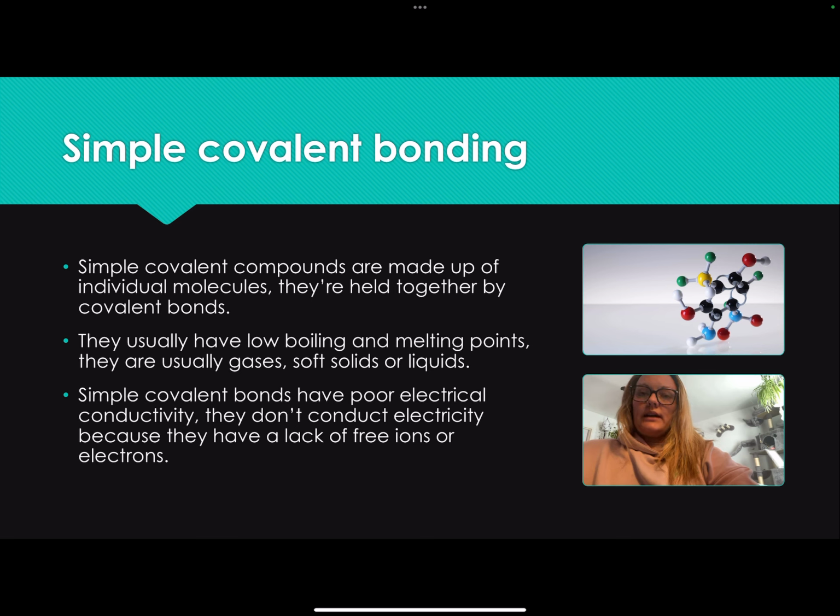Simple covalent bonding. Simple covalent compounds are made up of individual molecules. They're held together by covalent bonds. They usually have low melting and boiling points. They are usually gases, soft solids, or liquids. A simple covalent bond has poor electrical conductivity. They don't conduct electricity because they lack free ions or electrons.